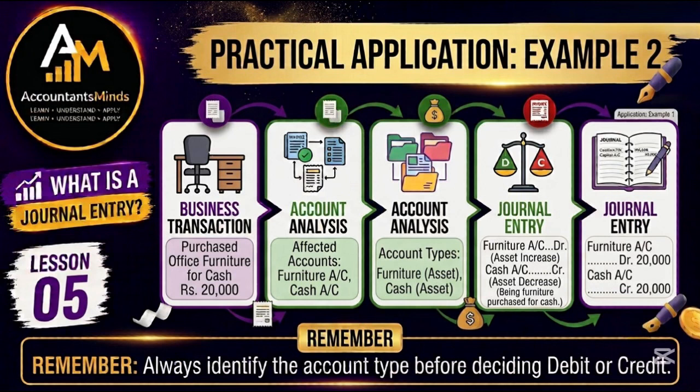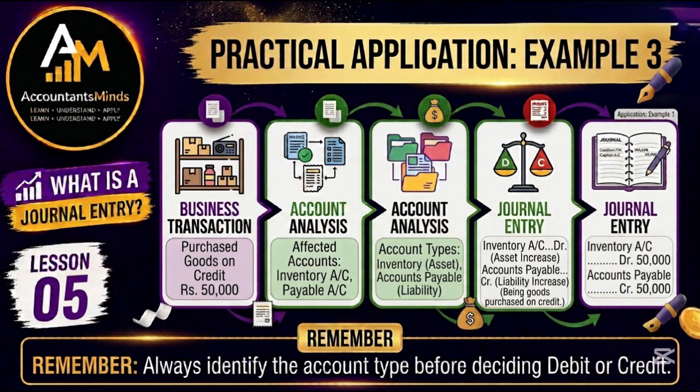Now let's look at another example. The business purchases furniture for 20,000 rupees in cash. Furniture is an asset. It increases. So, debit furniture. Cash is also an asset. But cash decreases because we paid cash. Therefore, credit cash.